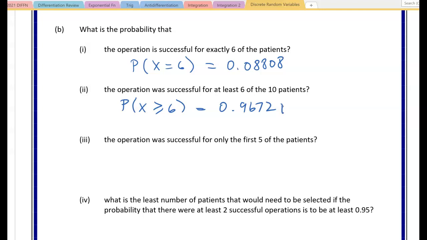Now, what if it's successful for only the first 5 patients? What's different about this one?